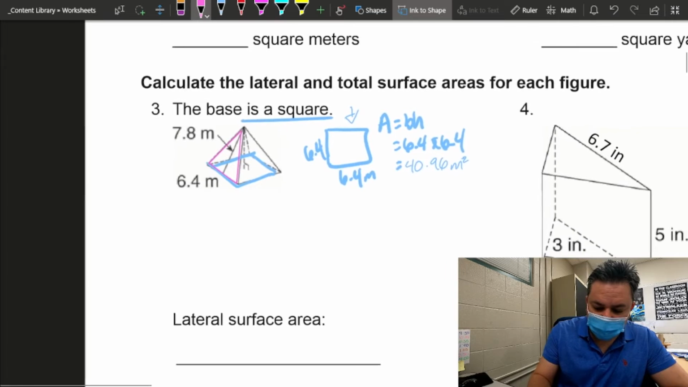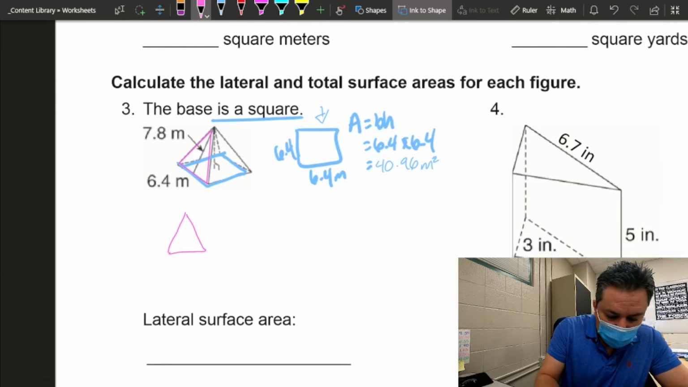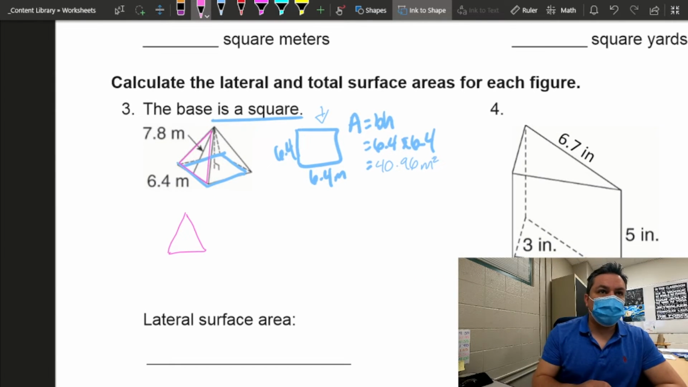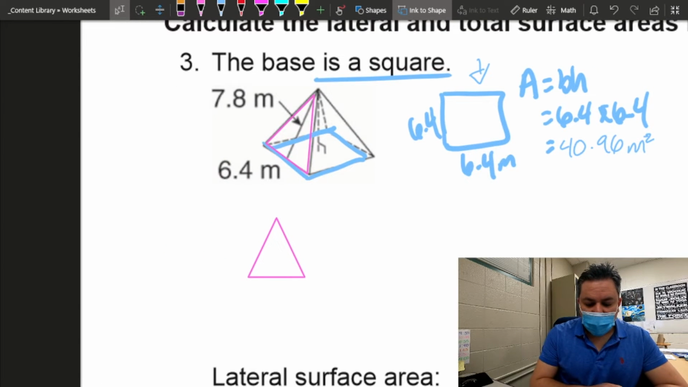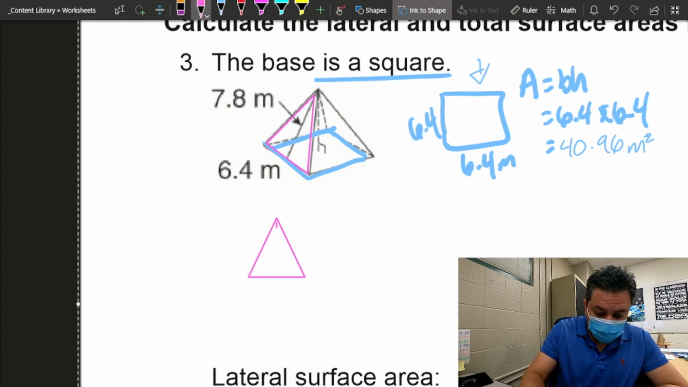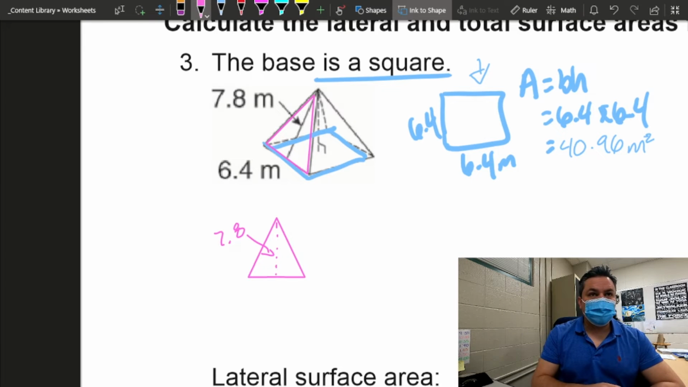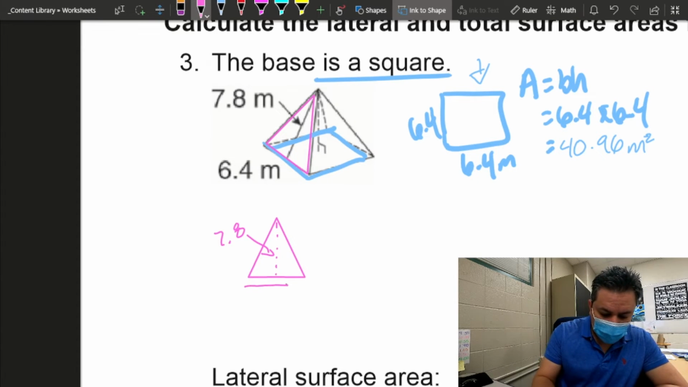So I'm gonna draw this on the side, a triangle. What do I know about that triangle? It has 3 sides, but do I know anything about the numbers that go with it? 7.8 is what? The height. So basically 7.8 goes right here, correct? Do I know what's the base of it? This measure right here, do I know that? It's 6.4, correct?